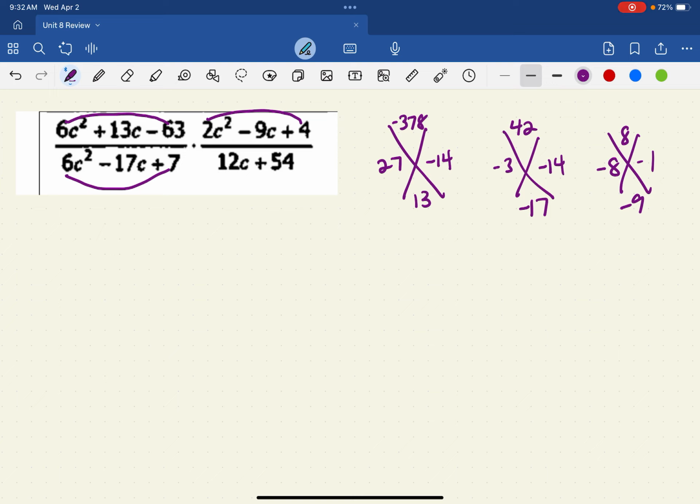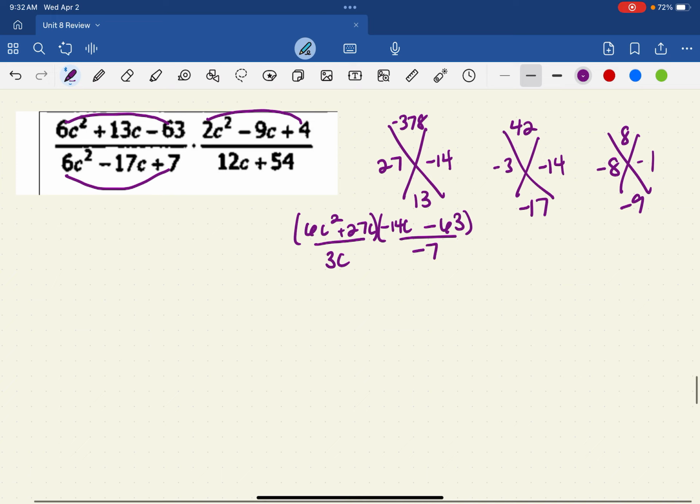Let's go ahead and replace these. So first term, last term, and then I have plus 27c minus 14c. And I'm going to go ahead and finish this one first, and then I'll do the other two. So this one, 6c squared and 27c, the GCF would be 3c. Negative 14c and negative 63 would be negative 7 because that 14 is negative. So 3c.